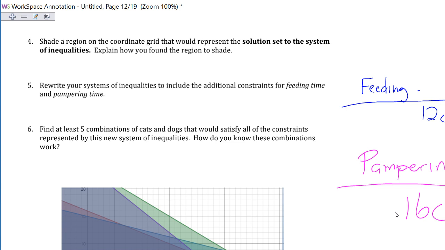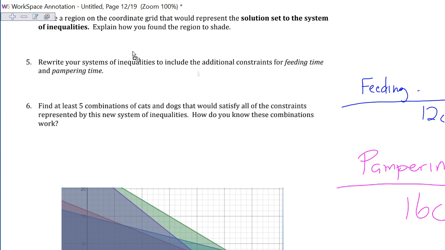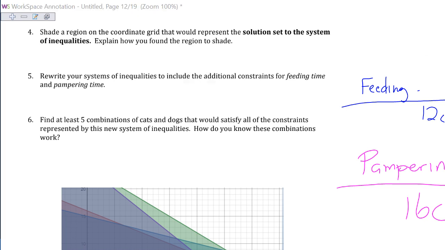Rewrite your systems. Okay, so now we've got all 4 lines on there. Find at least 5 combinations of cats and dogs that would satisfy all of the constraints. How do you know these combinations work? Well, they satisfy all of the shaded areas. Okay? Give me 5, Carson. Would 0, 15 work? 0, 15 still works, because it has to be underneath every one of them. It's got to be in the dark purple region.